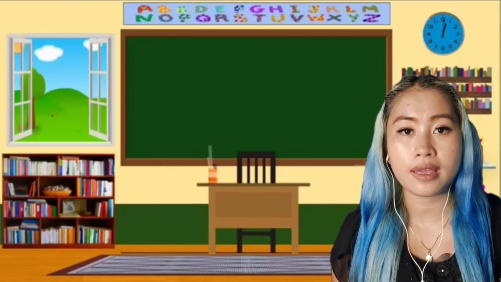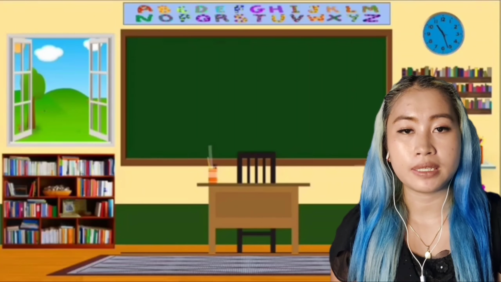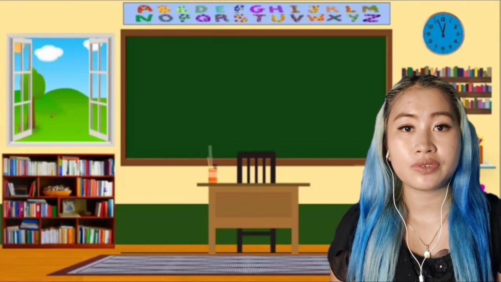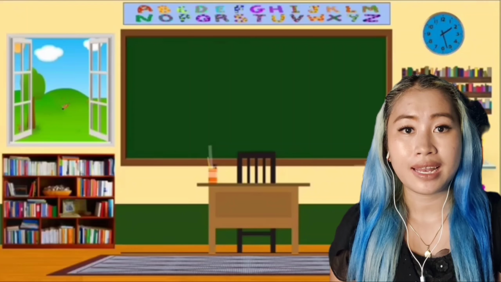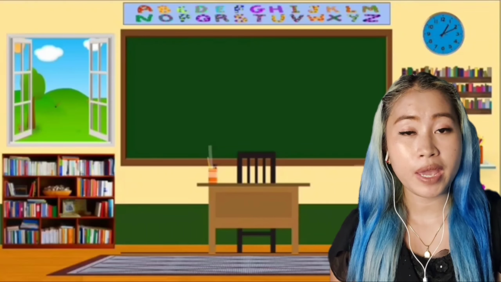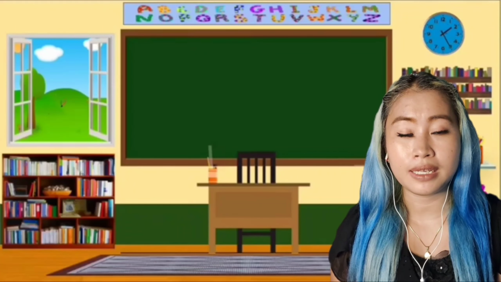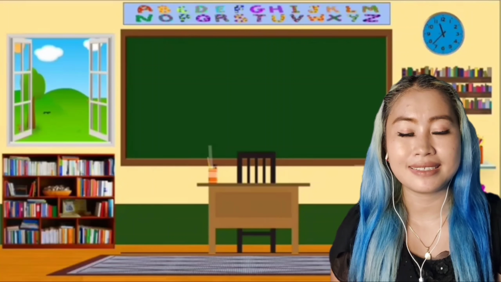Now let me discuss the similarities of teaching and learning. First, both may be formal or informal. Someone can teach formally by following classroom-based instructions, or informally, just like our parents who taught us lessons in life. Someone can learn formally in school and informally through life experiences.